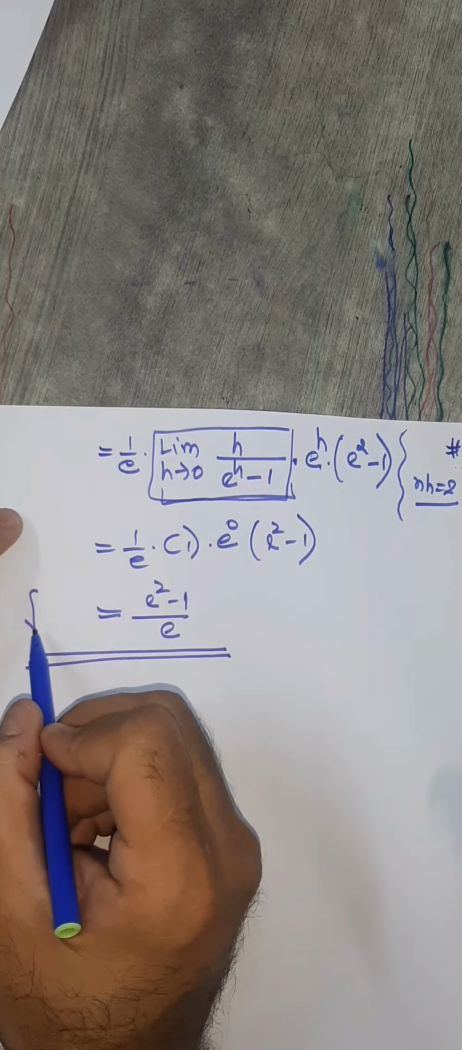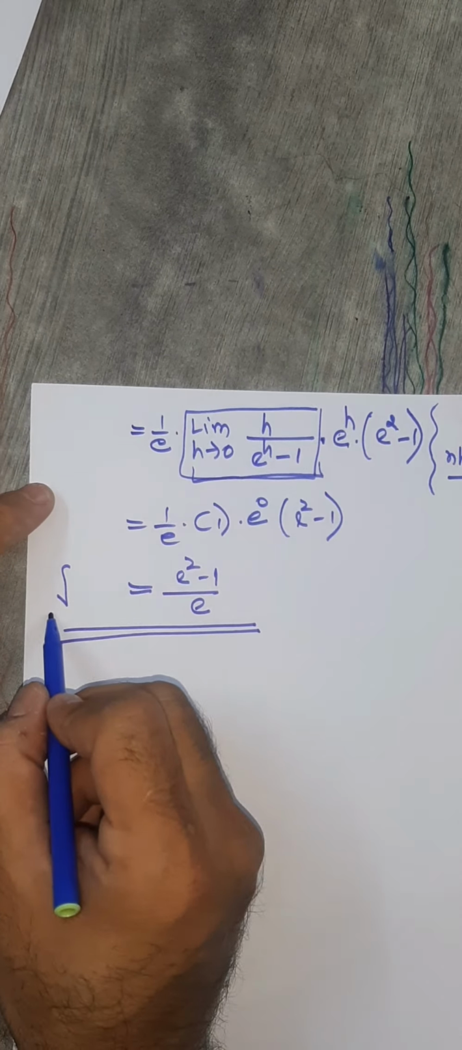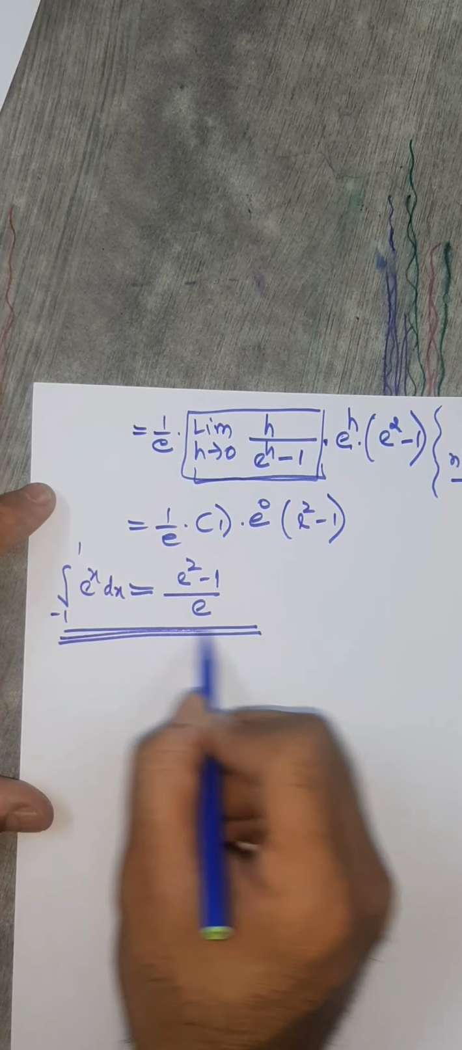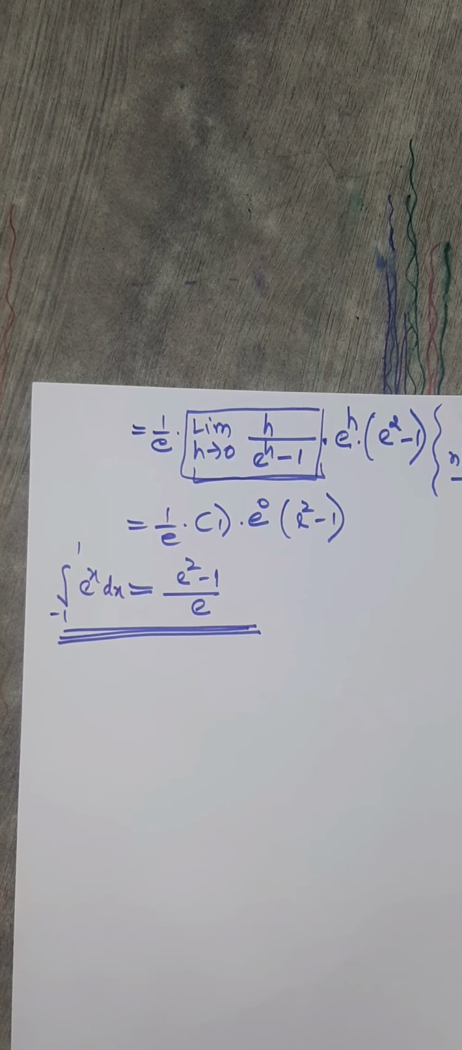The integral was from where to where? Minus 1 to 1 e raised to x dx. This is by limit of a summation.